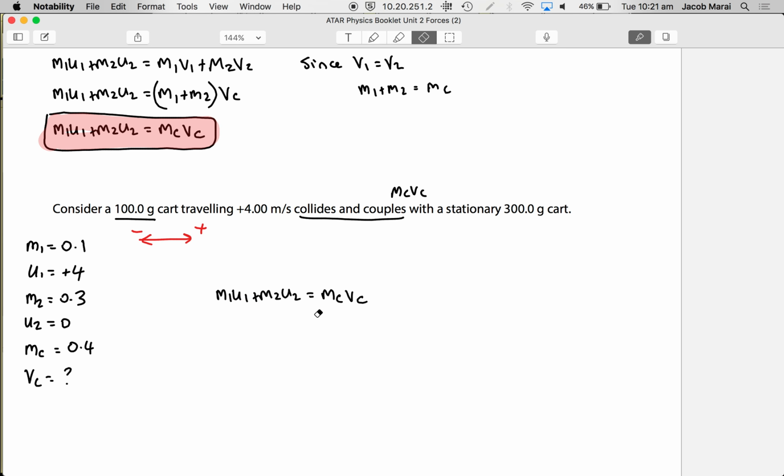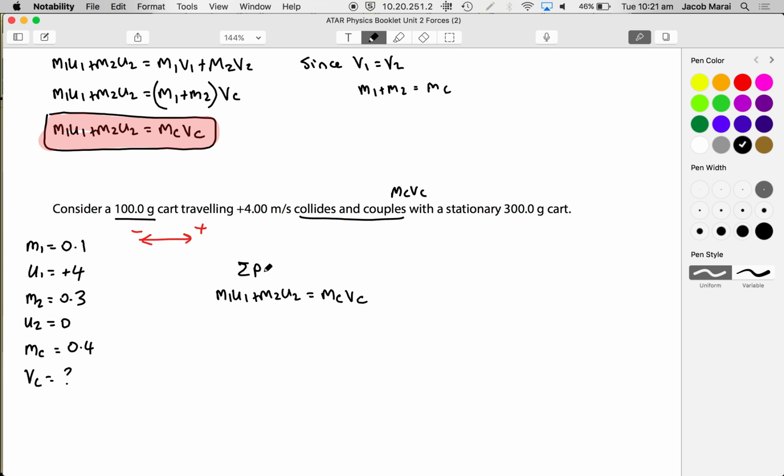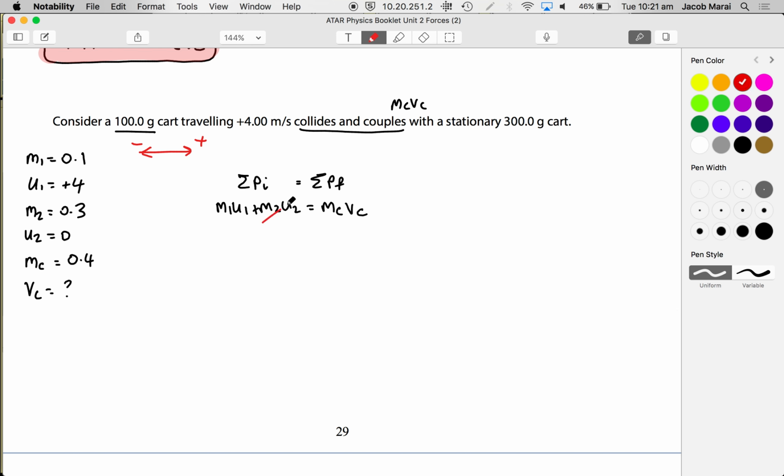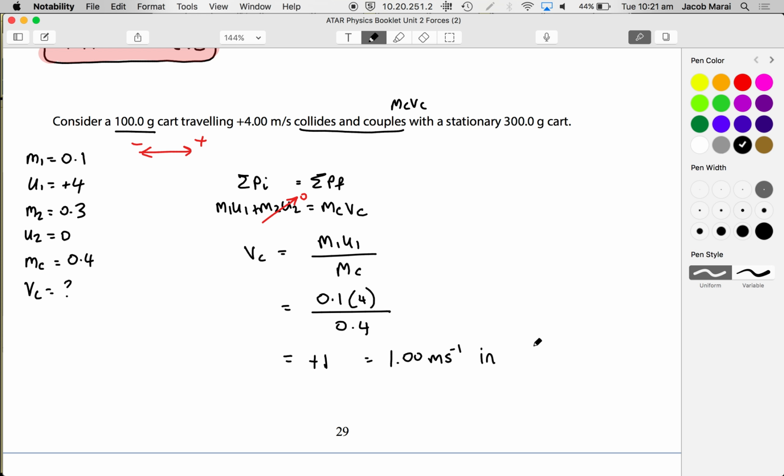Forgot my sum values. Again, play it safe. Write everything down. Sum of momentum initial equals sum of momentum final. In this scenario, it's colliding with a stationary mass. Again, it becomes a nice question. You can play with the trickier questions in the last 20 minutes. VC equals your initial momentum divided by your combined mass. So the initial momentum was plus 0.4 over 0.4 equals plus 1. Now, this is not the best question because I've given you a direction in, but it's going to be in the same initial direction as mass 1.